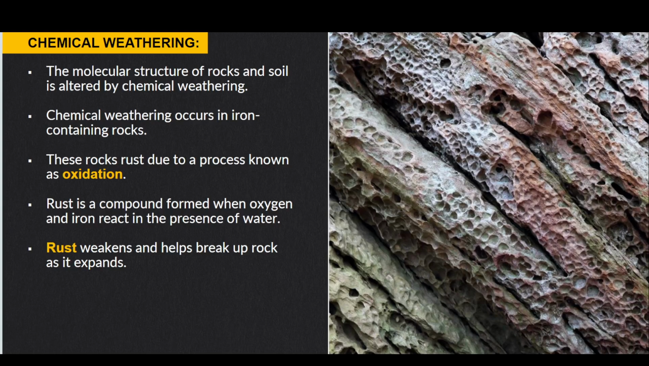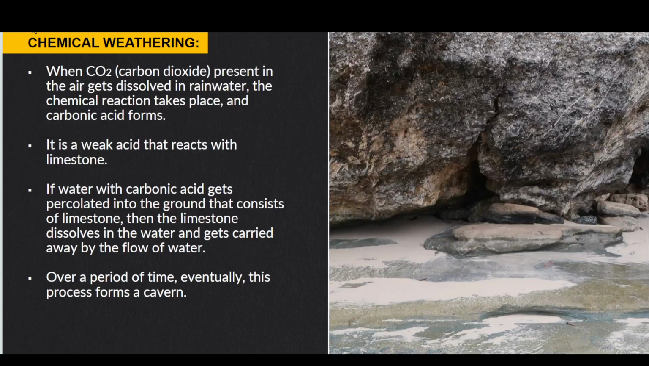So rust is a compound formed when oxygen which is present in air reacts with iron in the presence of water or moisture. It causes rusting, right? And the rock will become weak. It helps break up the rock as it expands, which is called chemical weathering, because rusting, or oxidation, is a chemical process, right? Oxidation means, in the presence of oxygen, when oxygen is added.